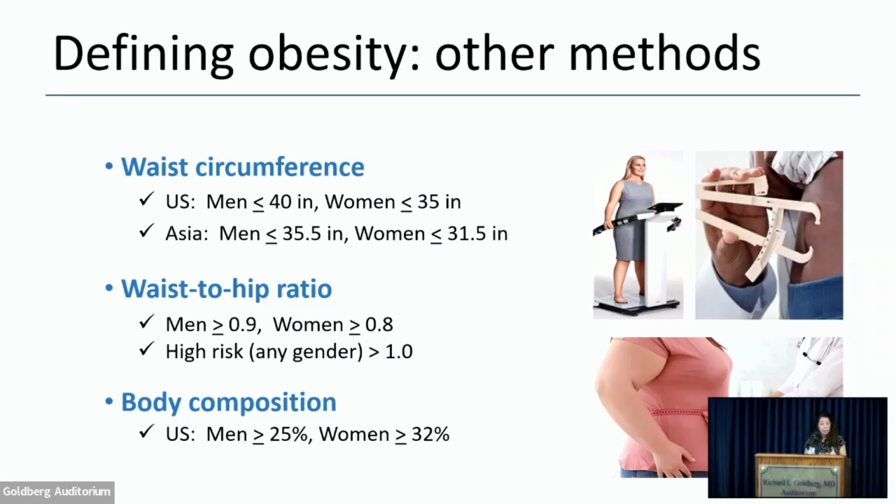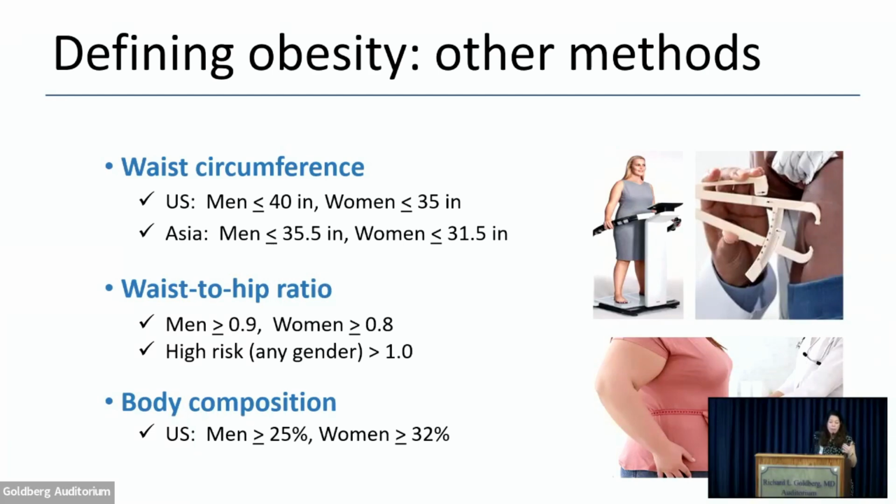We also use waist to hip ratio. Again, this is looking at that apple versus pear distribution. In men, a waist to hip ratio over 0.9 is considered overweight and obese. In women, it's 0.8. And high risk, for any gender, is a waist to hip ratio over 1.